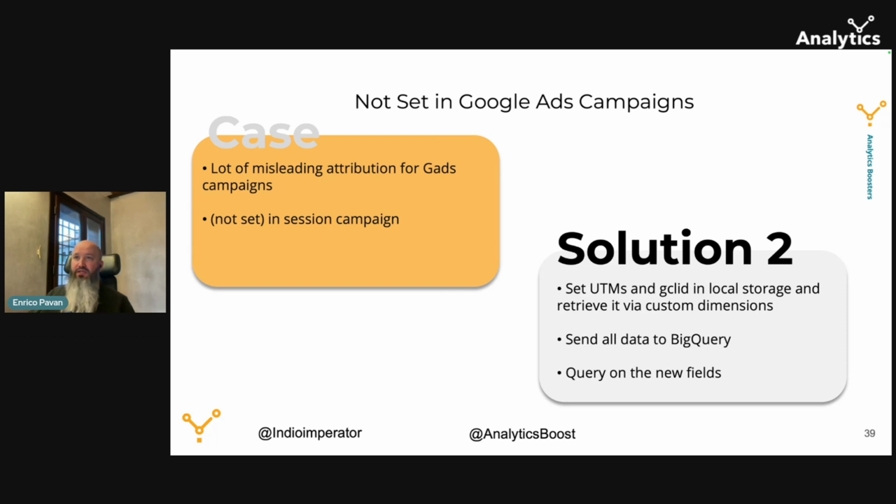And the solution number 2 is, for example, if you want to use, again, UTM parameters and you want to get a double check inside this type of solution, you can, for example, set UTMs and ZC lead in a local storage, and then retrieve them via custom dimension, send them to Google BigQuery, and then query on it in order to obtain the insight that you want related to the UTM parameters.